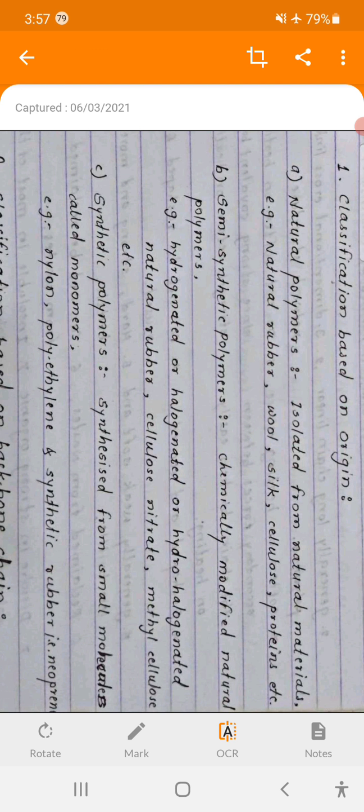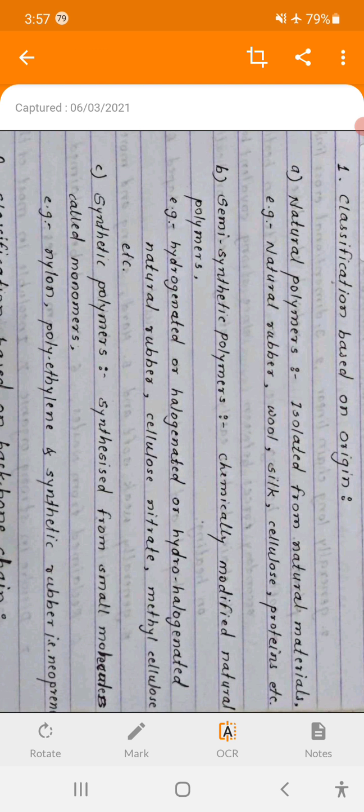Naturals are those that are isolated from nature. For example, rubber, wool, silk, cellulose, protein. Rubber is from the rubber plant, wool is from sheep, silk we know, and cellulose is nothing but cotton. Then proteins, all of which have natural sources.